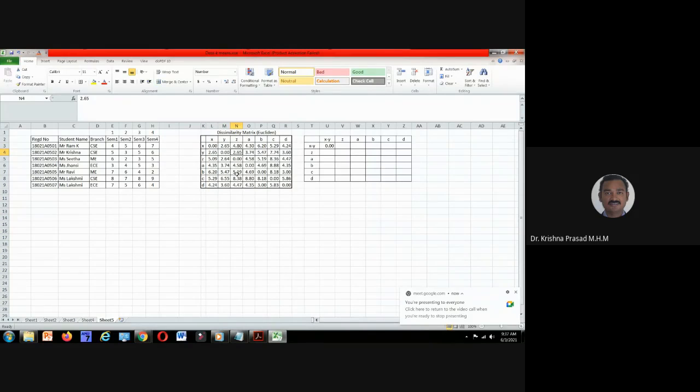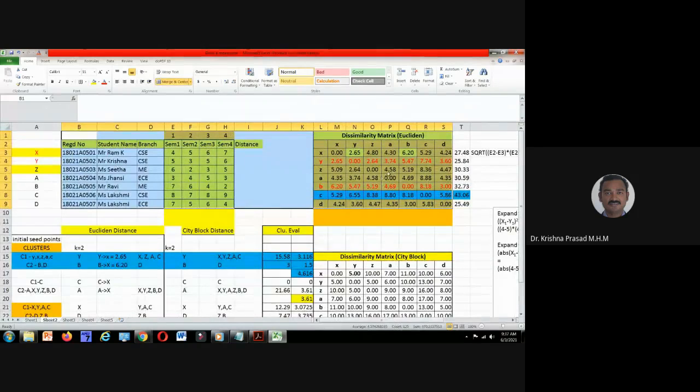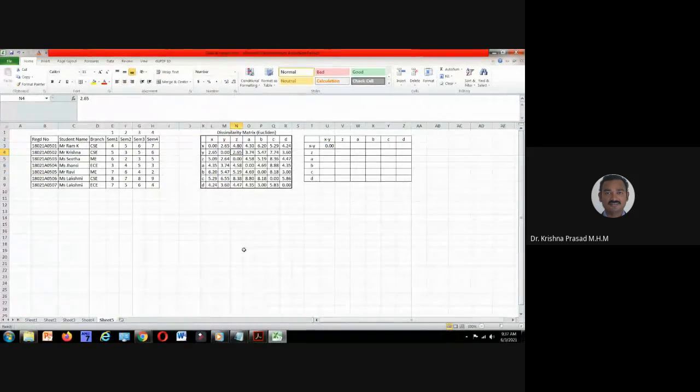Right? Here, if you observe, x to y is 2.65, y to x is also there. But what about y to z? Is it 2.65 only? Friends, please verify. Right or not? Let us change it explicitly, because I want to make it convenient. Right?